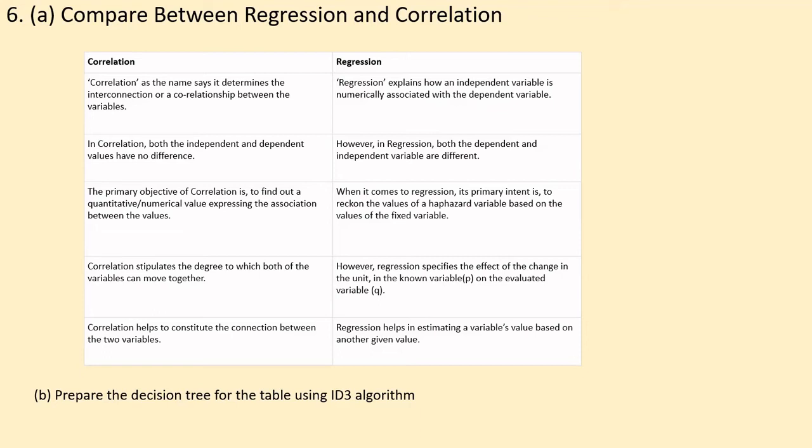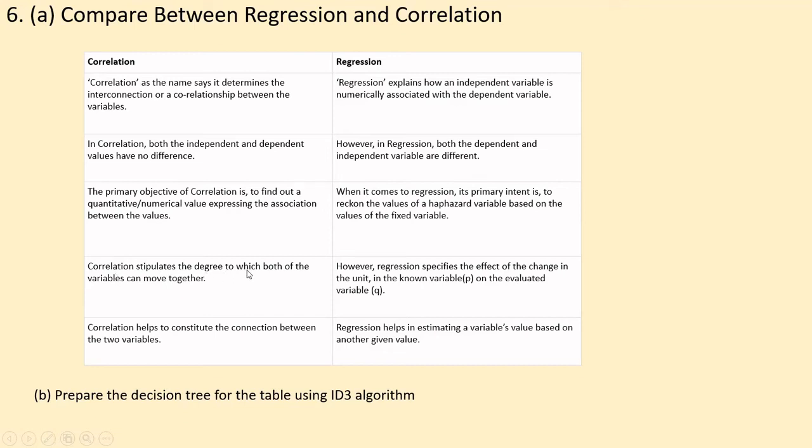When you see the second comparison, in correlation, the independent and dependent variables have no difference. However, in regression, the independent and dependent variables are different. The primary objective of correlation is to find a quantitative numerical value expressing the association between the variables. When it comes to regression, its primary intent is to estimate the values of the dependent variable based on the values of the independent variable.